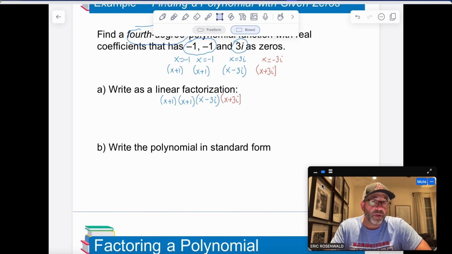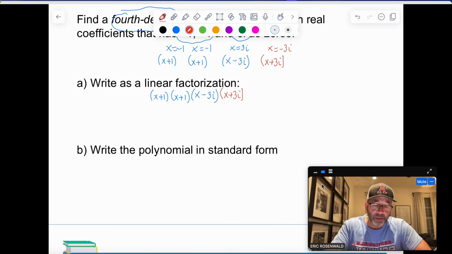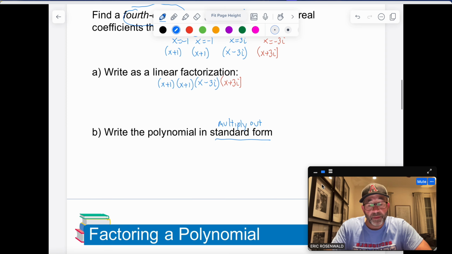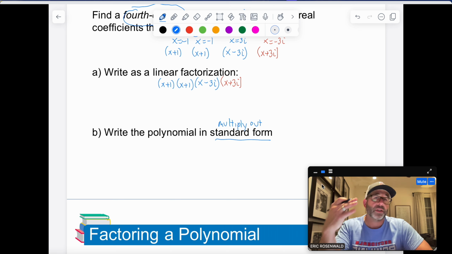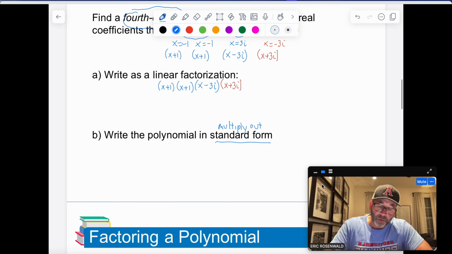It now says, let's go ahead and multiply this out. So it says to write this in standard form means multiply out. Okay, multiply out. All right. If we go ahead and multiply this out, my recommendation is try to put the real stuff together and the imaginary stuff together. The imaginary stuff will generally cancel itself out. Okay. So if we take the x plus 1 times x plus 1, just that part alone, we're going to end up with an x squared plus 2x plus 1.